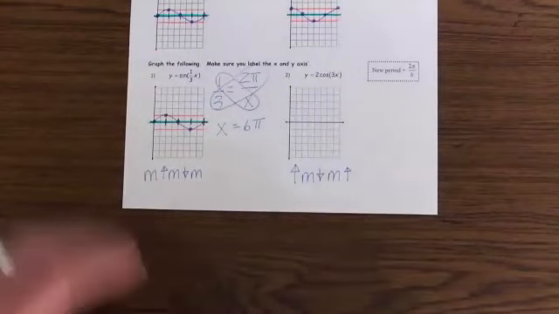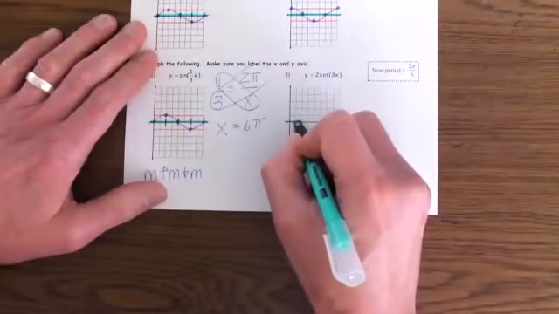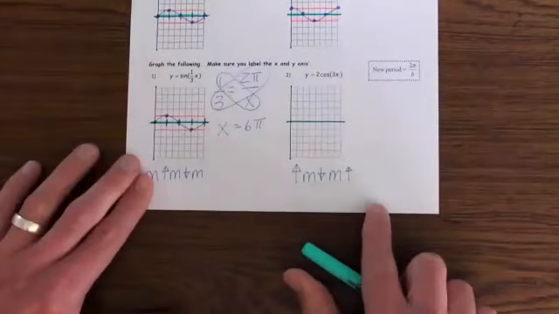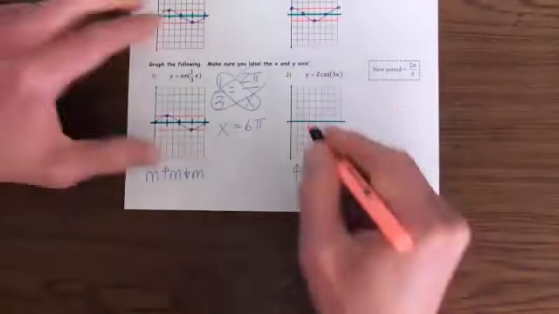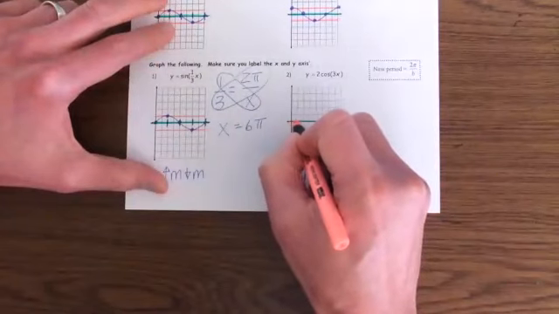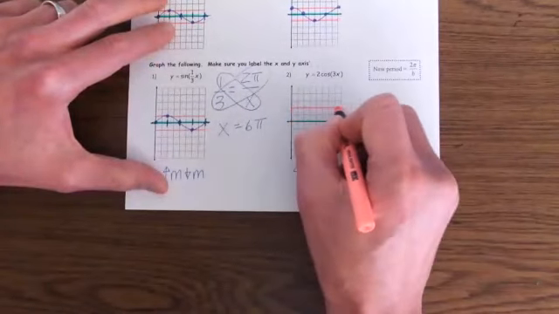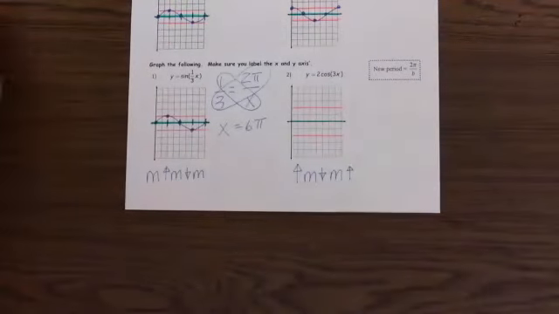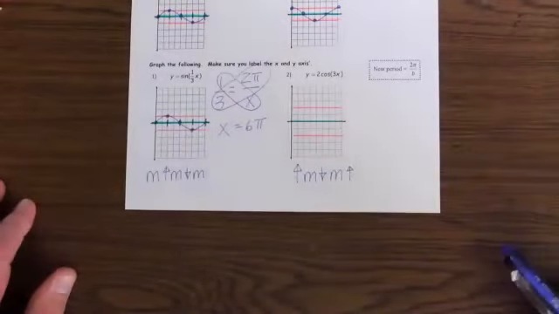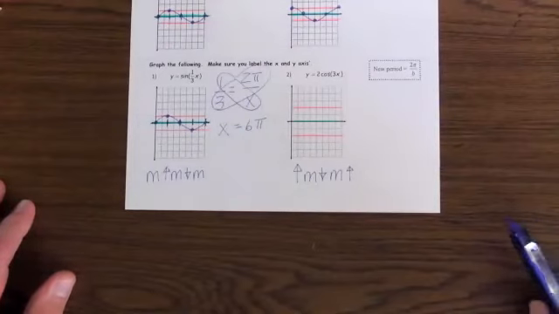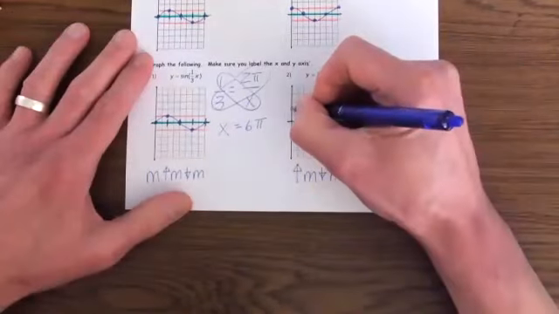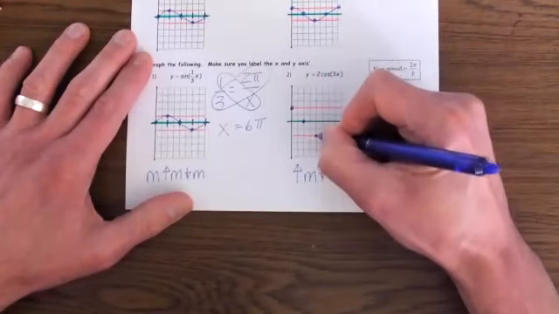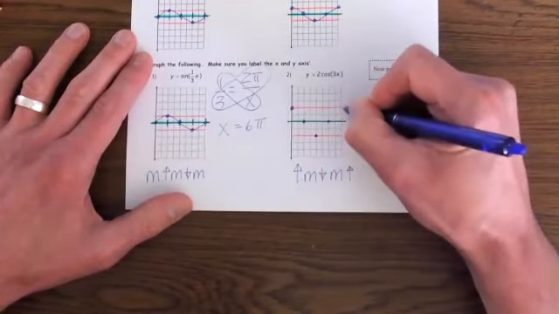There is no vertical transformation here. Therefore, your midline is right on the x-axis. The amplitude is 2. So from that midline, that blue line there, go up 2 boxes and down 2 boxes. Now we're starting our pattern on the x-axis. We want to start at the top boundary, middle, lower, middle, up.